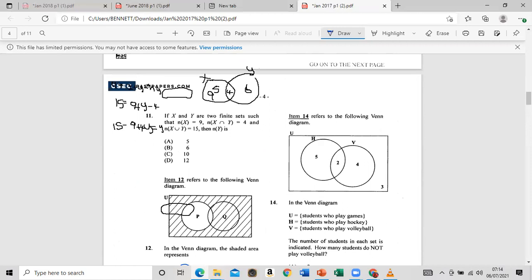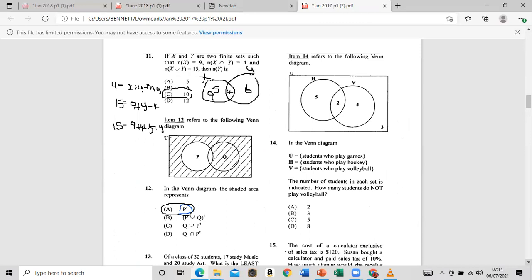Alright, number 14 refers to the Venn diagram. Let's work with it now, guys. The number of students in each set is indicated. How many students do not play volleyball? I did this question already. Volleyball is this, so this doesn't play volleyball and this doesn't play volleyball. So 3 plus 5 is 8.